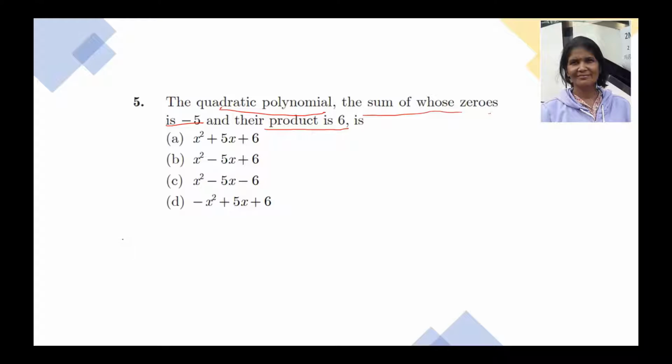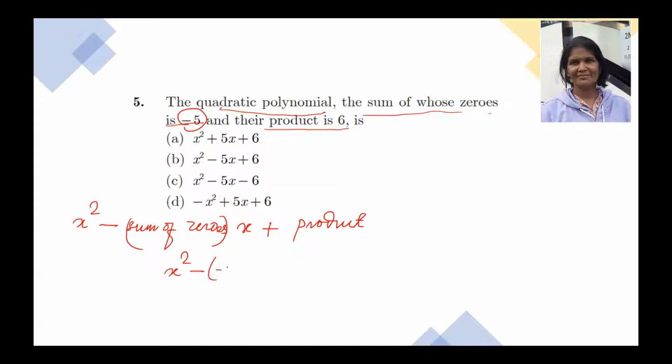So we have to recall the fact. If sum of zeros and product of zeros are given, then the quadratic polynomial is x square minus sum of zeros into x plus product. So it will be x square minus, here the sum of zeros is minus 5, so I'll write minus of minus 5 into x plus product, which is 6. So the polynomial will be x square plus 5x plus 6. So you have to find which one is correct. A is correct here.